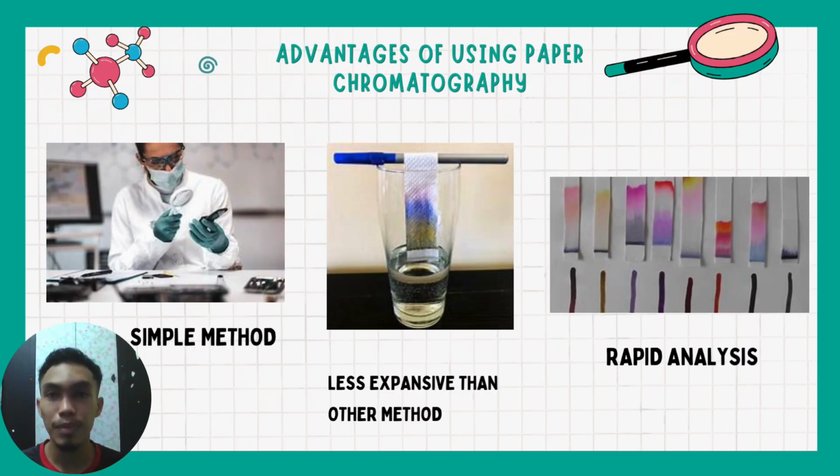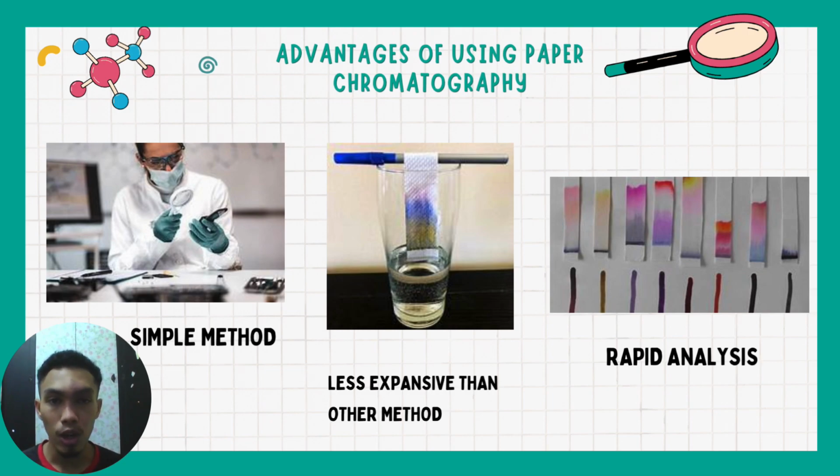Now, we continue the presentation with the advantages of using paper chromatography. The first advantage is that it is a simple method. Paper chromatography is a straightforward and easy to understand technique, making it suitable for beginners and students. It requires minimal equipment and can be performed with readily available materials. Next, as the method is simple and relatively fast, it enables quick results. Separation and detection of components can be achieved within a relatively short time, typically within minutes to a few hours, depending on the sample and solvent system used.